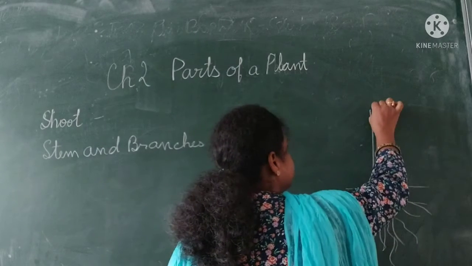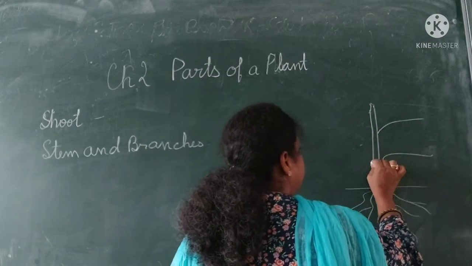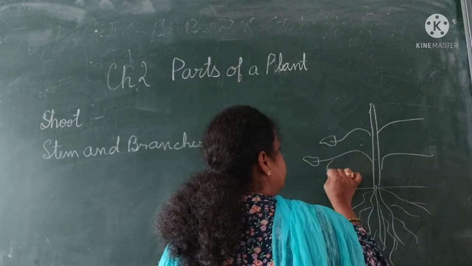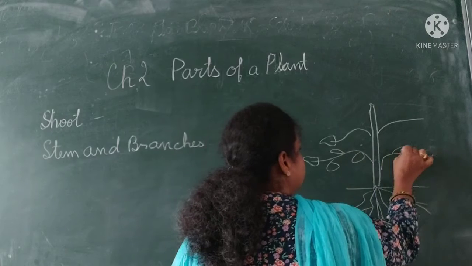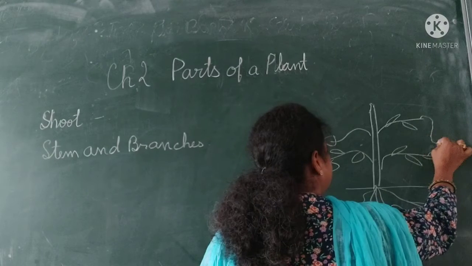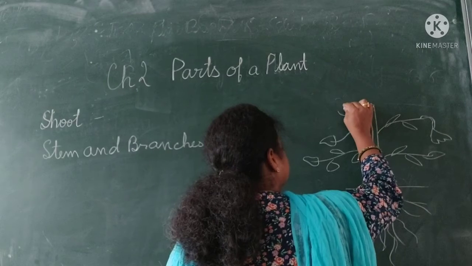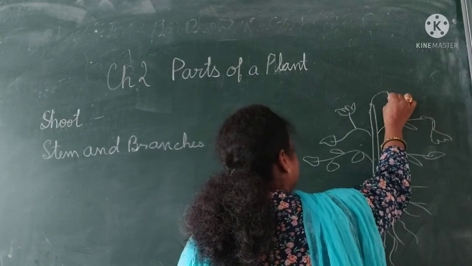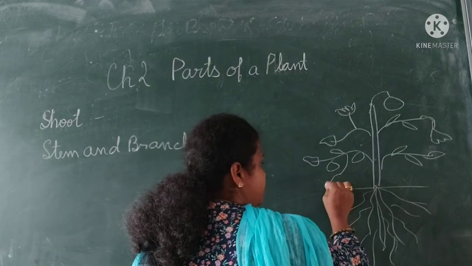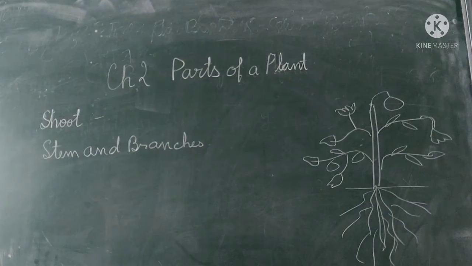Then comes the stem of the plant. And the stem has different branches. On branches there are different types of leaves. And on leaves sometimes there are different types of flowers. And sometimes they are having some fruits. Sometimes they are having some buds. So if you see a plant, what are the things they are having?